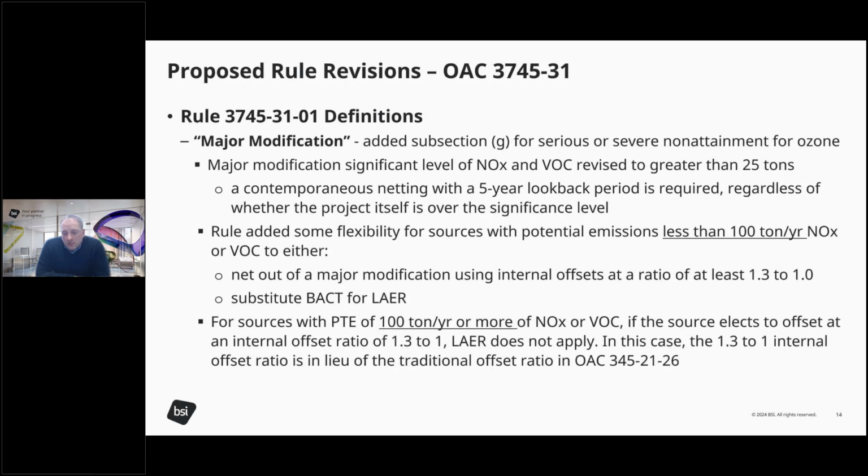For existing major sources, there's a section added to allow some flexibility. So for those sources that have the potential to emit 100 tons per year or more, a contemporaneous net emissions increase above the significance level is considered a major modification, so above 25 tons per year. However, if the source elects to offset at an internal offset ratio of 1.3 to 1, LAIR does not apply. So those are some of the changes to the definition of major modification.